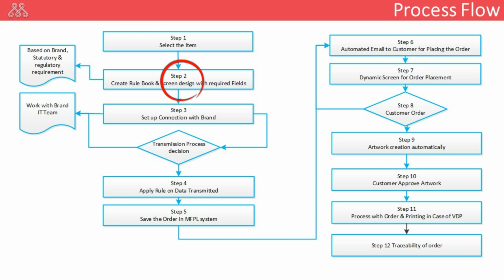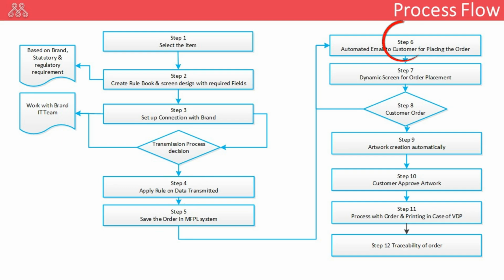Then we design the screen with mandatory and non-mandatory fields. Next, we begin the process of setting up the connection with the buyer. We decide on the file format we will receive, the expected data size, how the transmitted files will be received, and their format. Once the transmission process is established and data transmission has started, we apply the rules to the transmitted data and save the files in the Manohar Filament system.